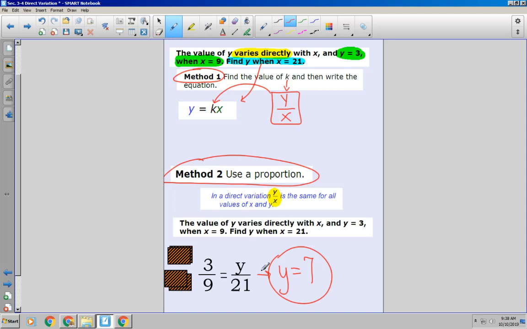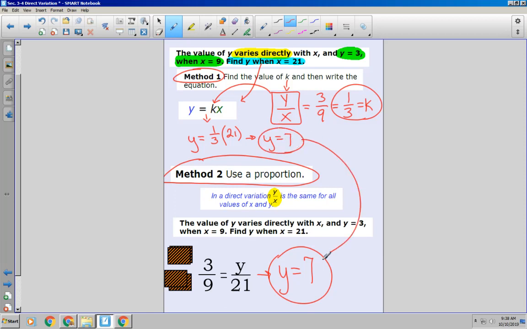Other way I can do that, method number 1 up here at the top. Still going to use the fact that y over x is equal to k. So I know 3 over 9, which means I know that k is 1/3. If I use my equation, I will write y is equal to k, which is 1/3, times x, and I know that x is 21. So ask yourself, what is 1/3 of 21? And you would say that y is 7. You can see both of those methods give you an answer of y equals 7.